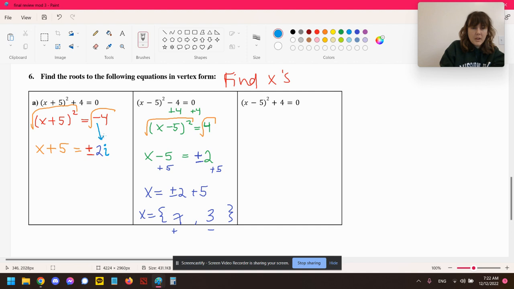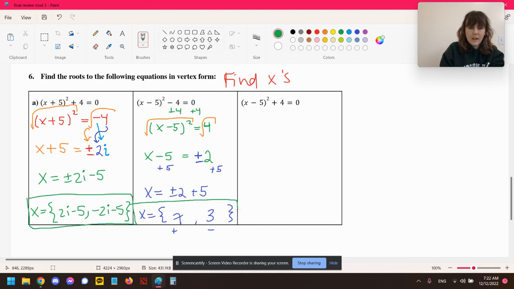The i comes from the negative. The 2 comes from the 4. And the plus or minus comes from the fact that we were the ones that took the square root. Well, we'll practice again over here. Then we subtract 5 from both sides. And we get that our two answers are 2i minus 5 or negative 2i minus 5. Can we simplify any more? No, not really.